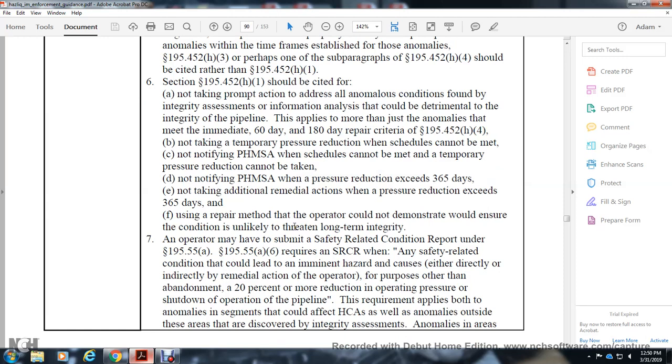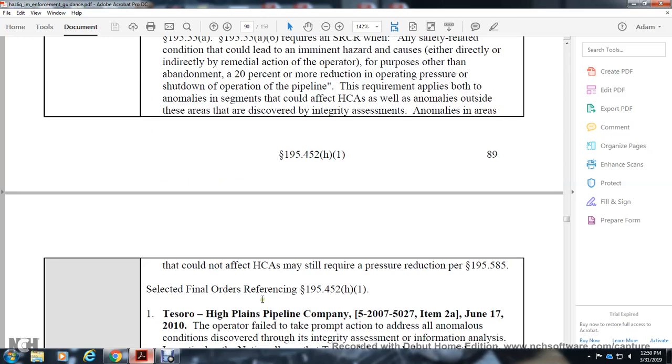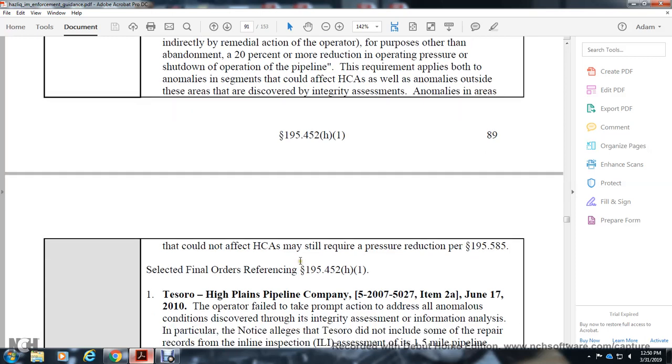So an operator may have a safety-related condition report under 195.55(a)(6), the requirement of the safety-related condition report, with a safety-related condition that could have the cover either directly or indirectly remedial action of the operator, with the purpose of abandonment, a 20% reduction of the operating pressure, or shutdown of the operational pipeline. Requirements that apply to an anomaly segment of the high consequence area, as well as anomalies outside of the area discovered by integrity assessment and anomalies in the area that could affect the high consequence area, still require the pressure reduction, paragraph 195.585, select final order references.